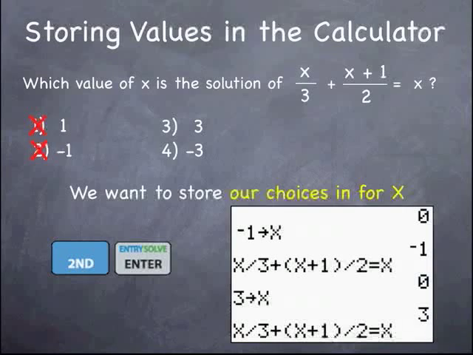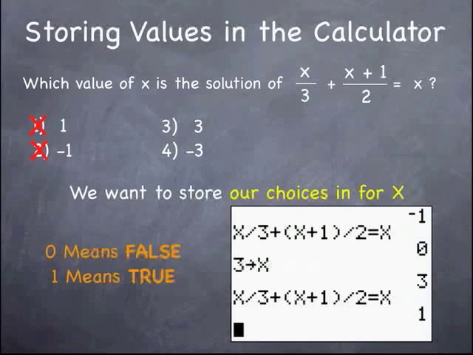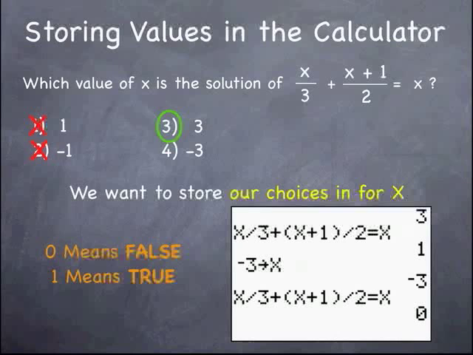I hit enter one more time, and when I hit enter one more time, I notice that I get a 1, which means true. This means choice 3, when I plug in a 3 in for x, my equation is true. Therefore, choice 3 is the answer to the question. Now, just to make sure and to check, we'll check choice 4. When I store choice 4, negative 3 in for x, and then plug in negative 3 into my equation, again, it comes out with a 0, which means false. And as a result, choice 4 is not the answer. 3 is our value of x, which will satisfy our equation.